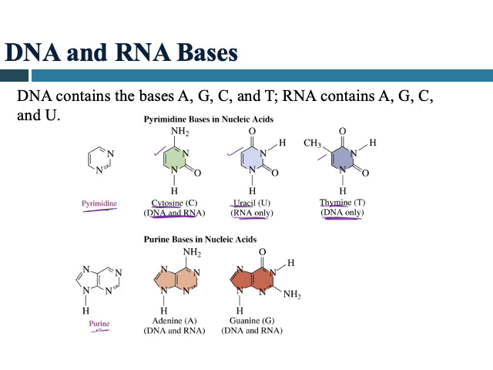And for purines you have adenine and guanine. These are present in both DNA and RNA, and this is the two ring structure. Right.